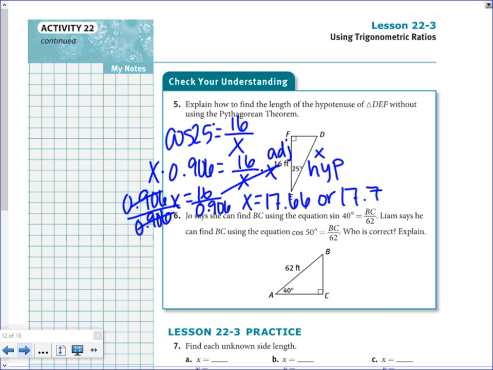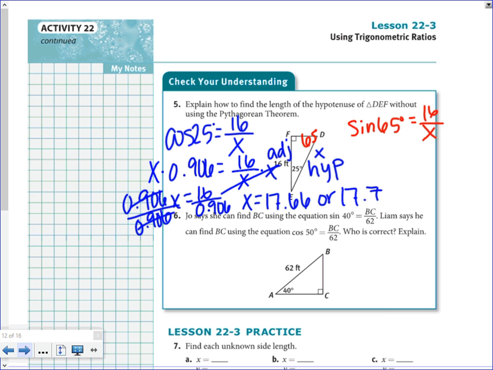Could you have used a different angle than 25? Yes. And then at that point, you would have wanted to use sine. So if you wanted to use, instead, this 65-degree angle up here, you could say the sine of 65, and then you're going to be using opposite over hypotenuse, which would be 16 over x.